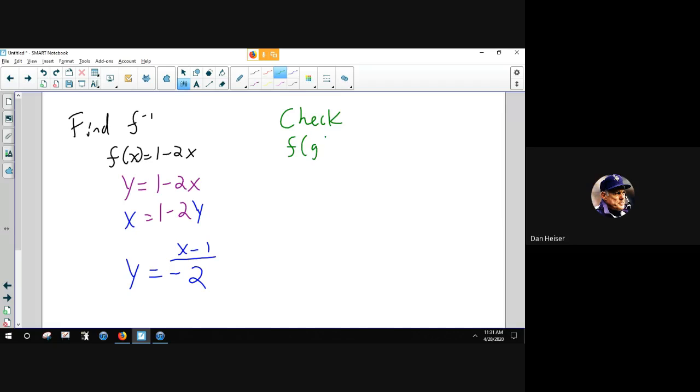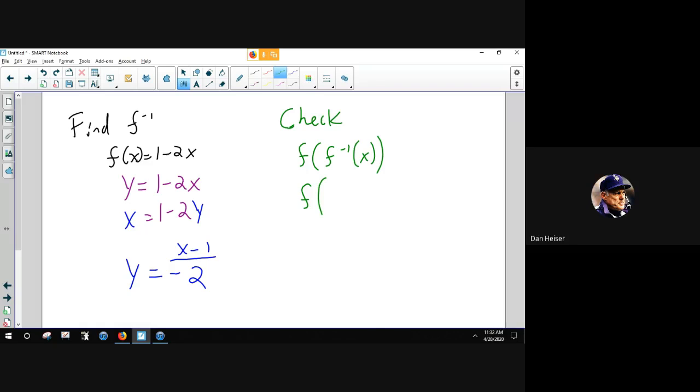F of g of x. We only need to check one. If it works for one, we will assume it works for the other. Actually, instead of f of g of x, let's do this. Let's say f of f inverse of x.